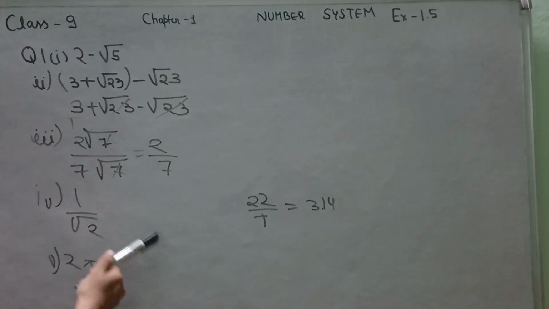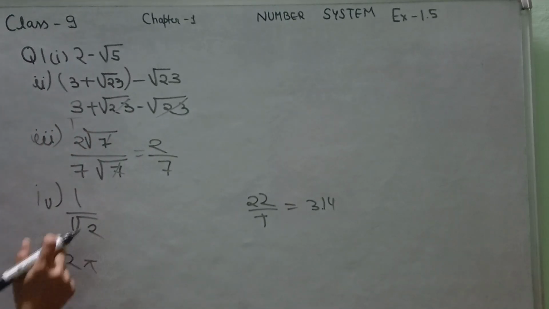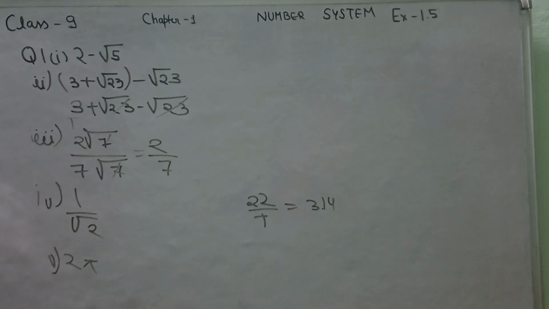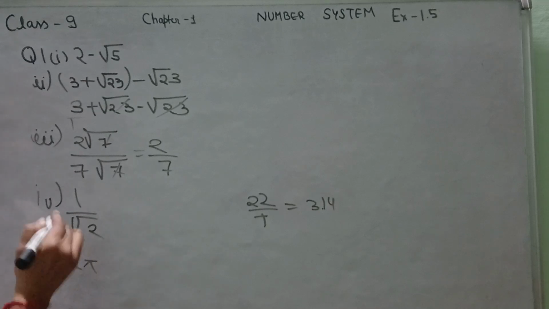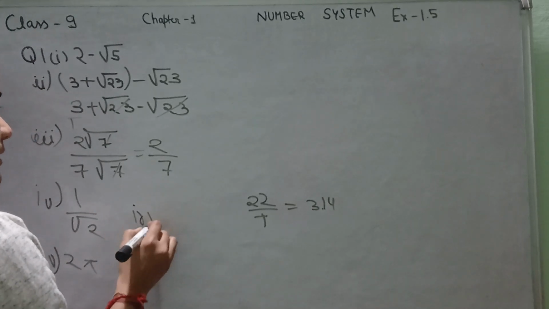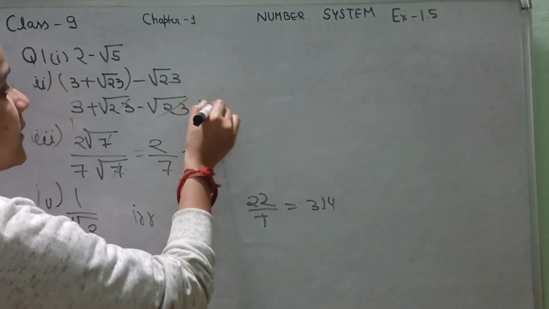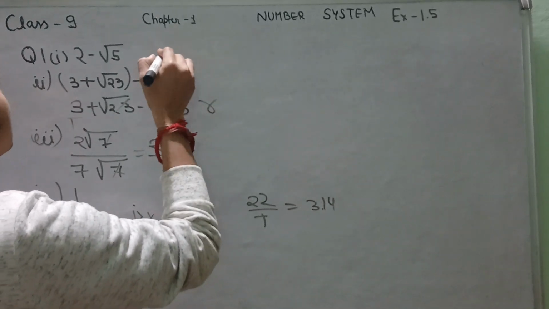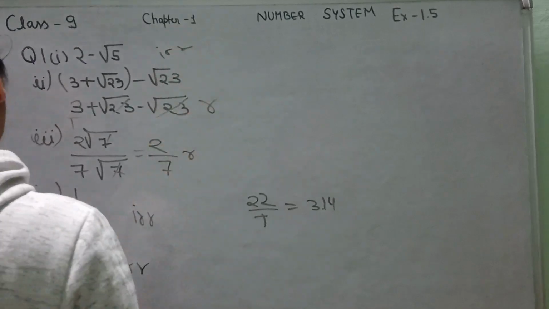So the value of pi is 22 over 7. So this whole combination becomes simply irrational. Irrational. So again we are writing irrational. This is irrational. I am writing R. This is R, and this is irrational.